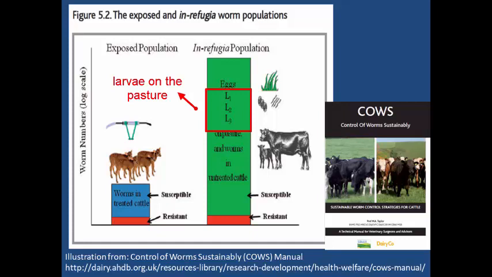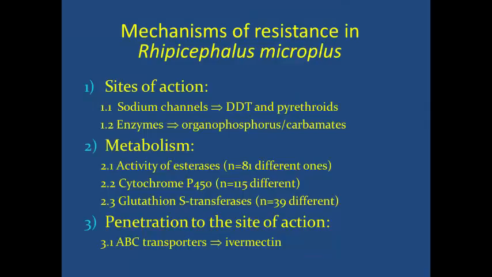Because as you can imagine, you're removing the largest population of susceptible parasites in the farm all at the same time. At this point, let's say a few things about the molecular mechanisms by which ticks become resistant. And the first one, which usually confers the most resistance, is when the drug is no longer able to bind and interact with the target site.